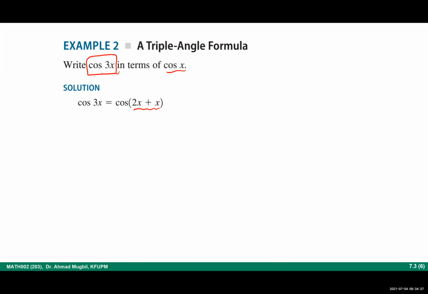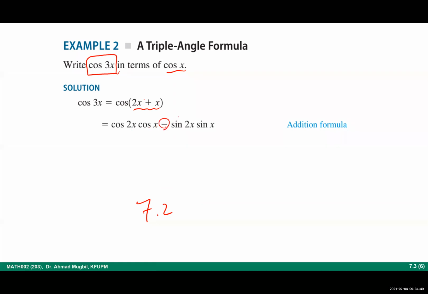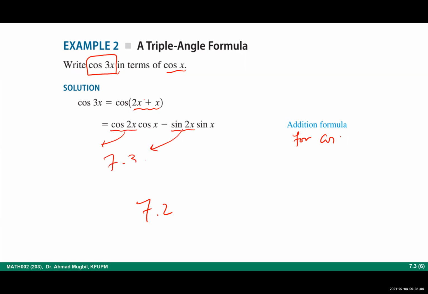We know that. Now we will use the addition formula for cosine 7.2, ya shabab. So the addition formula is: cosine the first, cosine the second, minus sine the first, sine the second. This is the addition formula for cosine. Now we need to use, ya shabab, the double angle formulas. For this, we need 7.3, the double angle formulas.